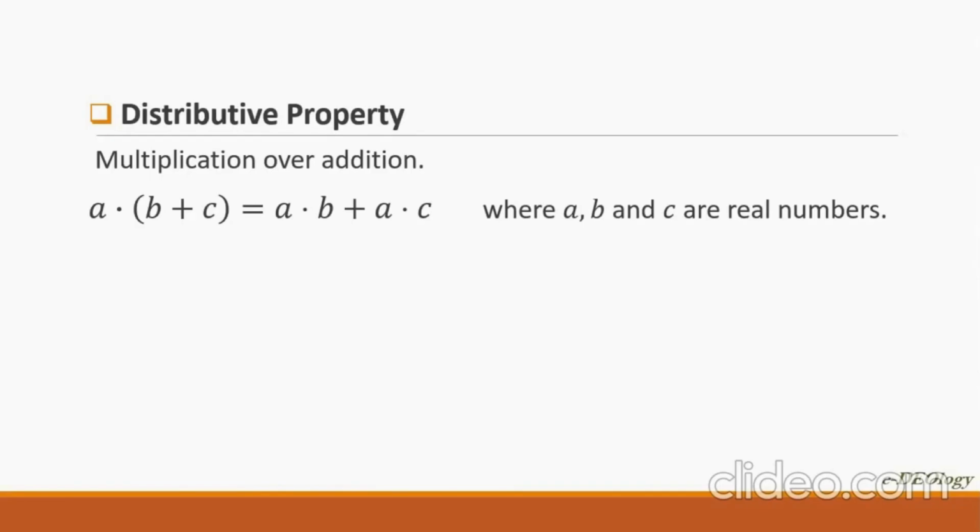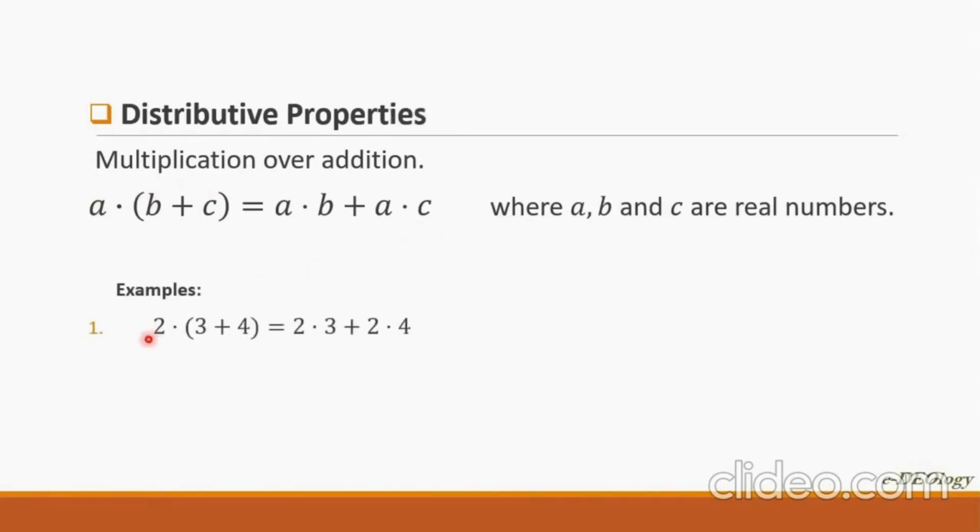So here, A is multiplied to the group of B plus C. So this A is distributed to the B and to the C. And this is A times B plus A times C.